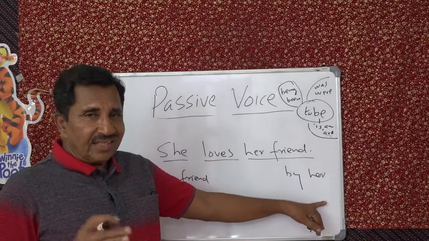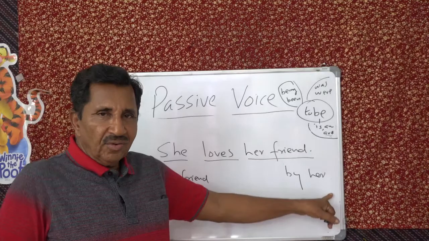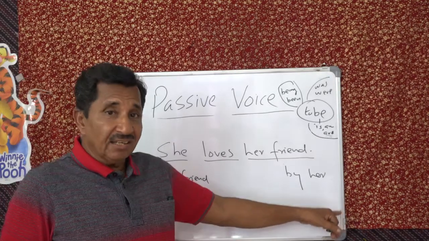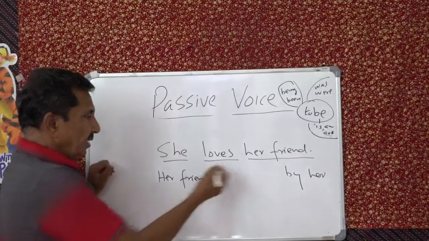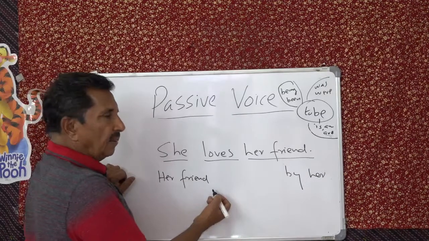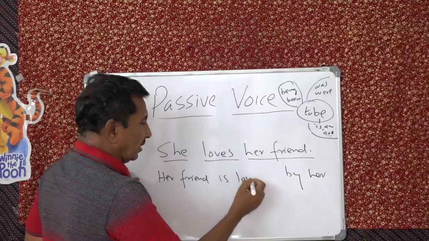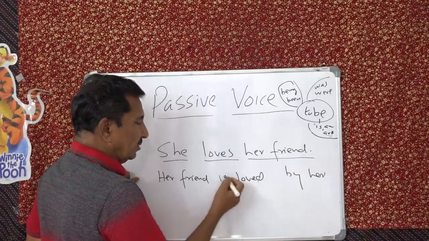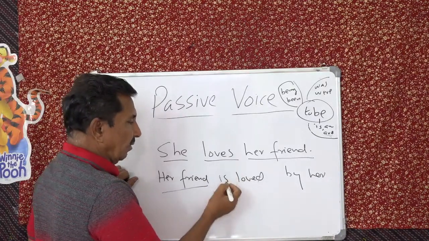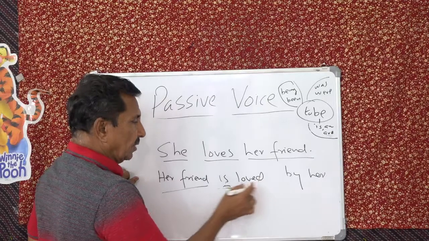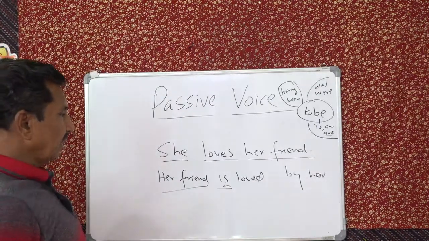So to say, we can say like that. But this is by agents, so there also you cannot say "by she". You have to say "by her", "by me", like that. So here, my friend, third person singular, so "is". Present tense, and that word "loved" is the past participle, by her. She is loved by her.